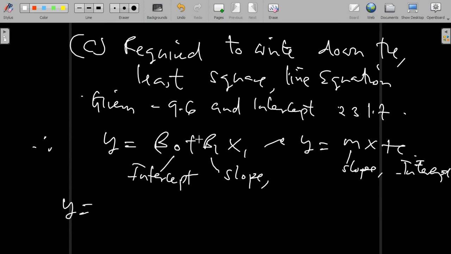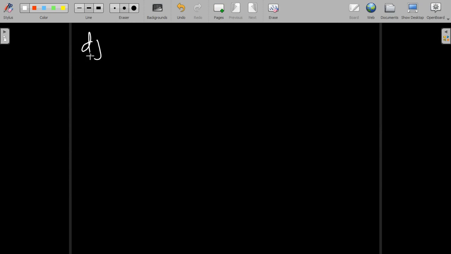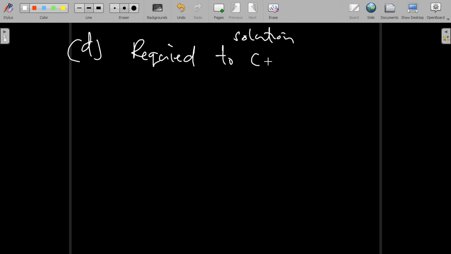That causes an effect on the dependent variable. So in this equation, we write beta naught, which is equal to 23.17, plus beta 1, which is negative 9.6, times x1. So that is how it will be. The negative 9.6 is the slope coefficient, and beta naught is equal to 23.17. The negative 9.6 implies a change in the dependent variable.